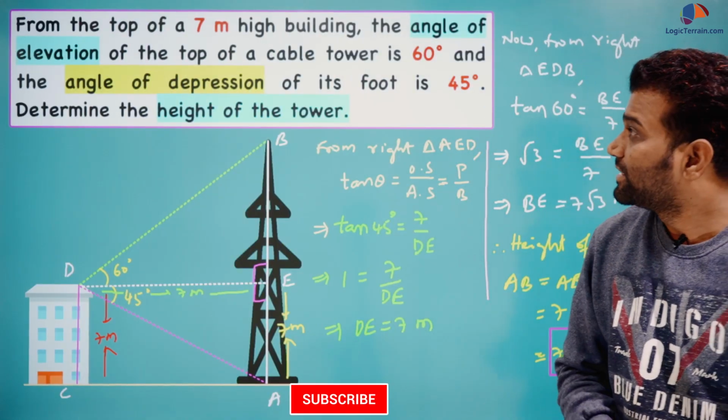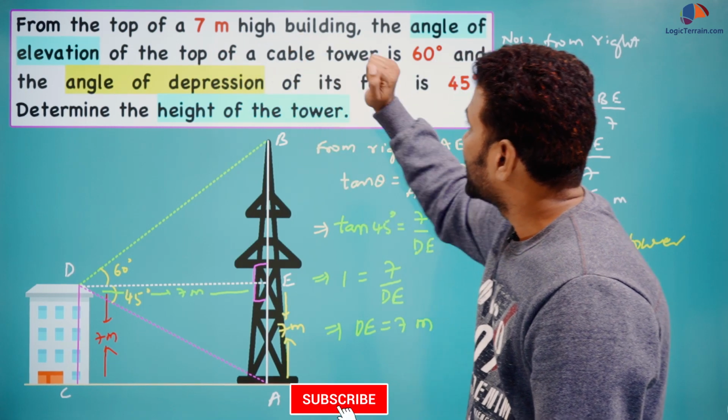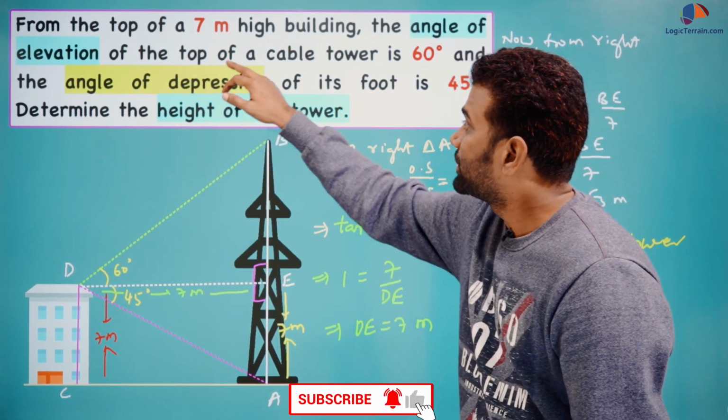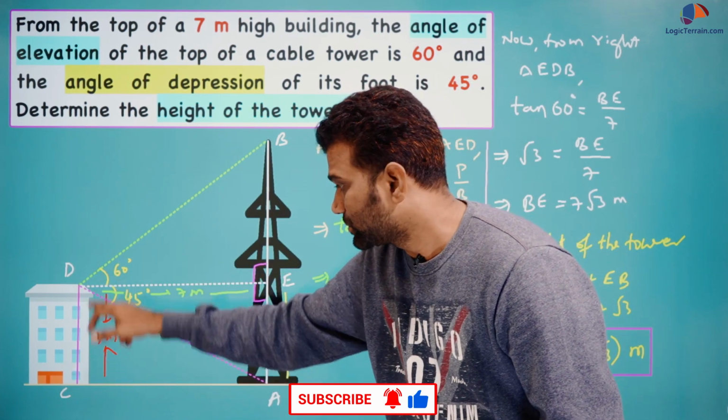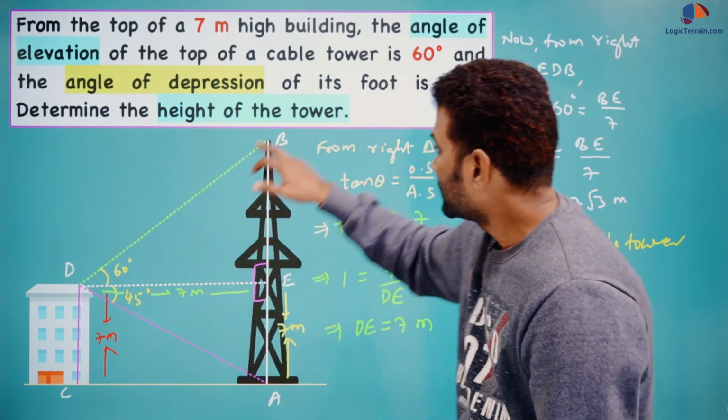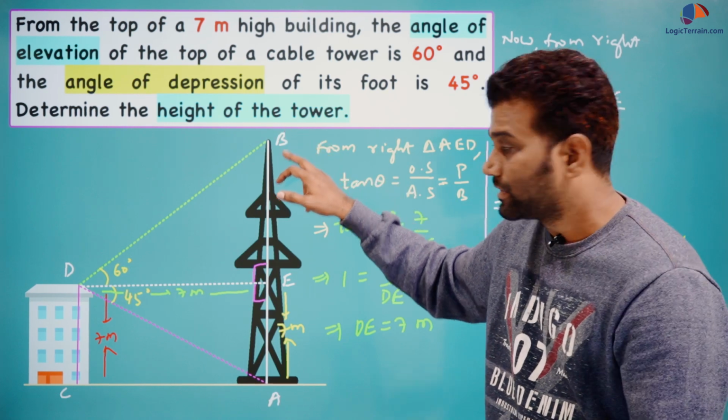Here is our question. From the top of a 7-meter high building, the angle of elevation of the top of a cable tower is 60 degrees. You can see we are given a building whose height is 7 meters. From this top, the angle of elevation to the top of a cable tower is how much?